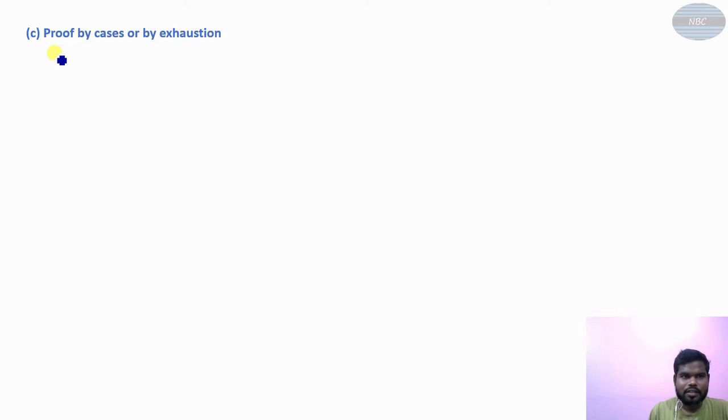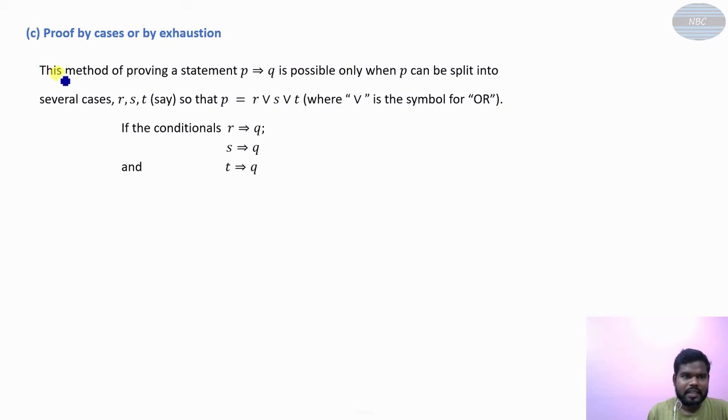In this lecture, we'll continue our discussion on direct proof, and I will cover the third type of direct proof, and that is called proof by cases or by exhaustion. This method of proving the statement P conditional Q is possible only when P can be split into several cases R, S, T, so that P is equal to R disjunction S disjunction T, where this is the OR symbol or disjunction symbol.